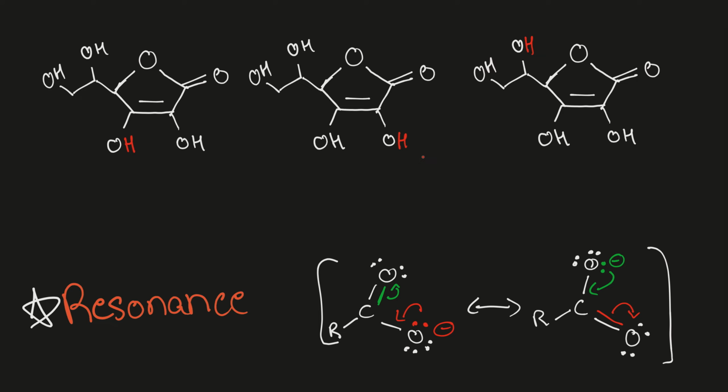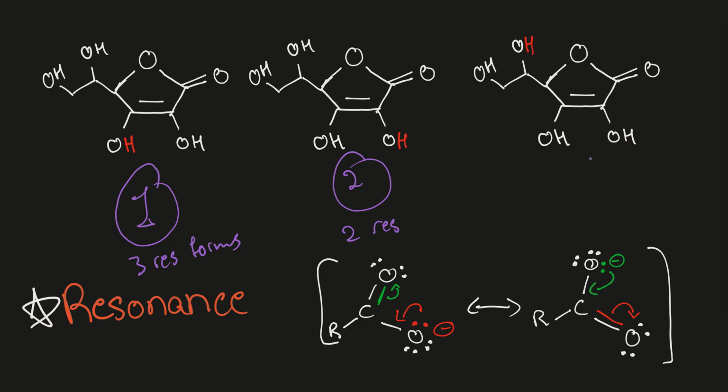And so when we're comparing these in acidity, the one with the most resonance forms is the most acidic. So this is number 1 because it has 3 resonance forms. And over here, this is number 2 in terms of acidity because it has 2 resonance forms. And this is the least acidic among those 3 because it has 0 resonance forms. And so that is how resonance affects the acidity of a molecule.